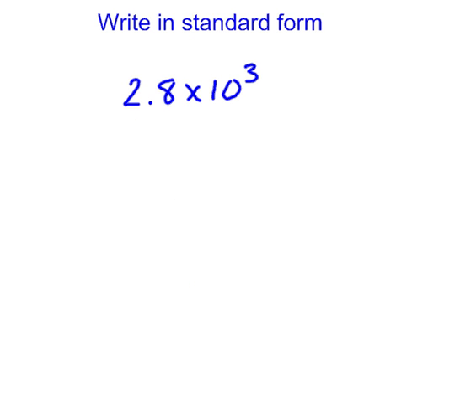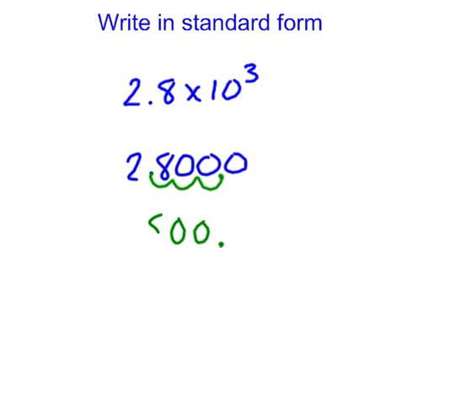All right, let's try another one of these. Obviously, this is going to be a large number because our exponent is positive. So I would rewrite this as 2.8. And then I'm going to add zeros to the right. And our decimal point is going to move to the right 3 places. 1, 2, 3. So we would have 2.8 followed by zeros. Put in your comma, 28,000.